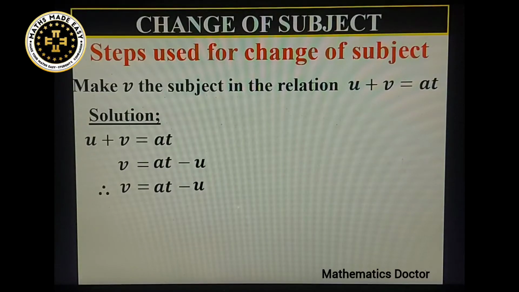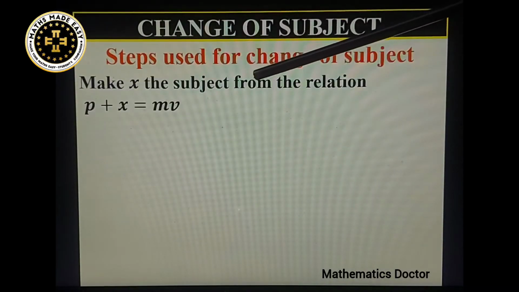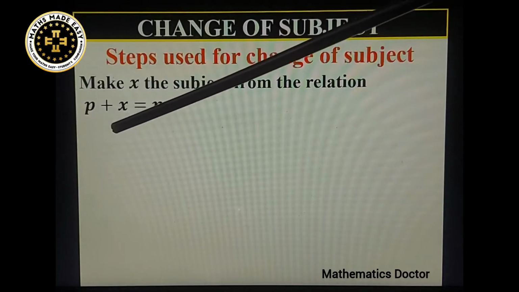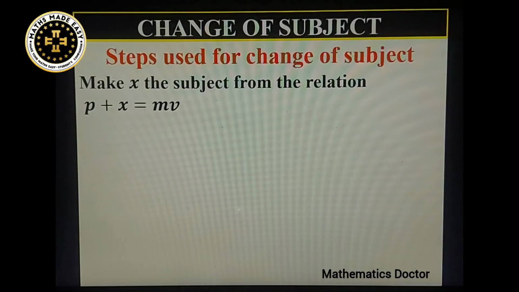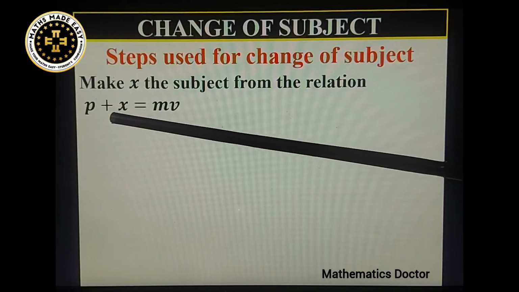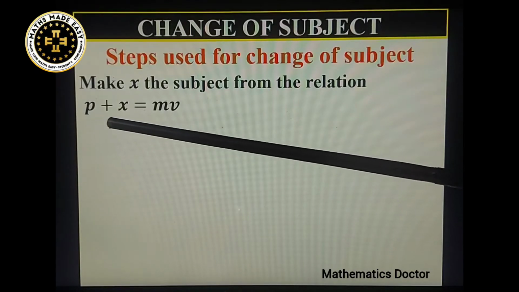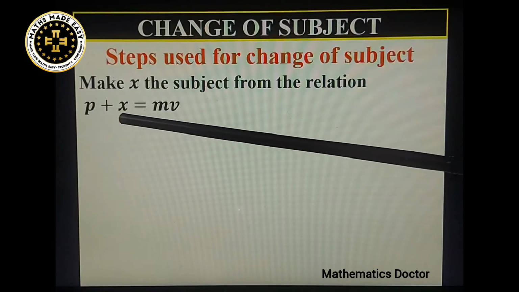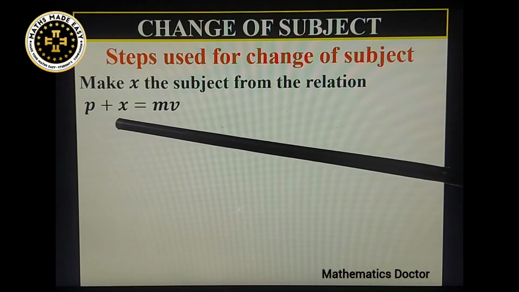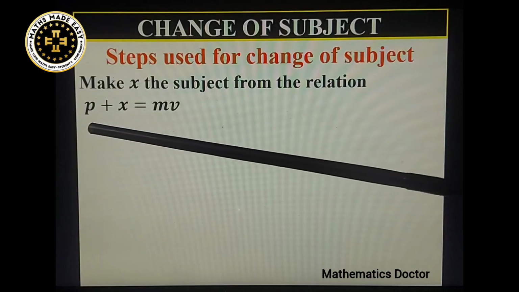Let us do another question. Now in this question, it reads, make X the subject from the relation P plus X is equal to MV. Now with this, we are supposed to make X a subject. So look at the position of the X. The X is at the left-hand side of the equal sign, and the X is a positive number. Take note of that. P plus X are separated. They are not multiplying, they are adding, so they are separated. You can just move P without affecting X, and you can still move X without it affecting P. So take note of that.